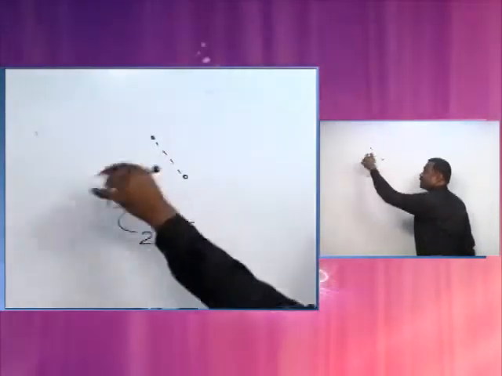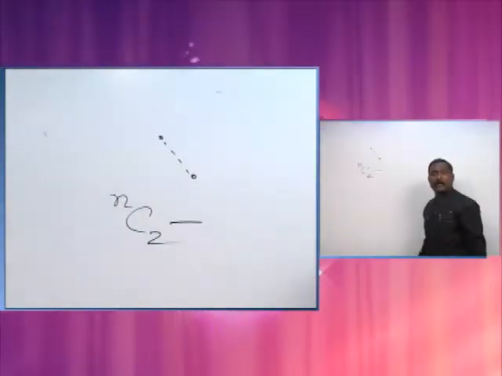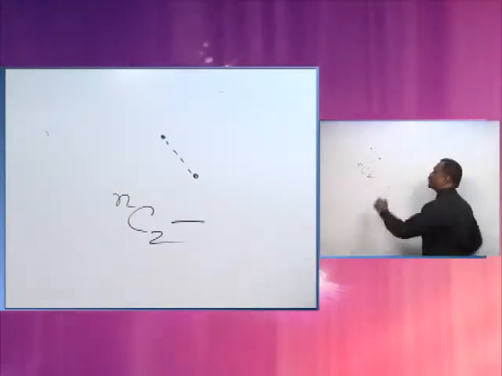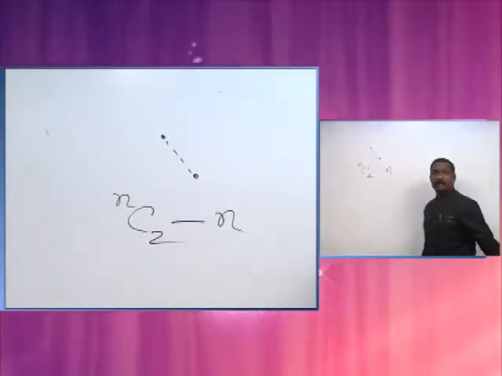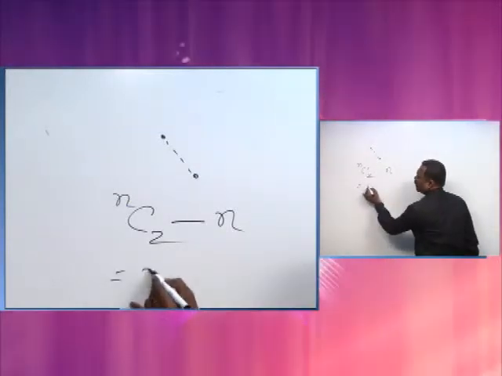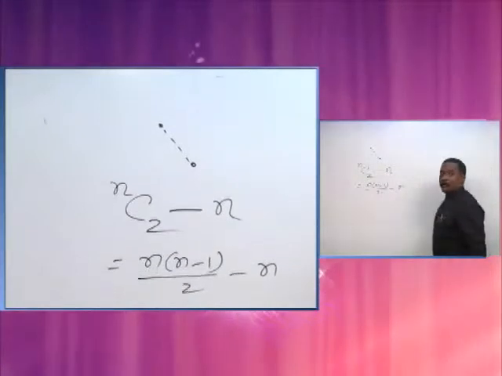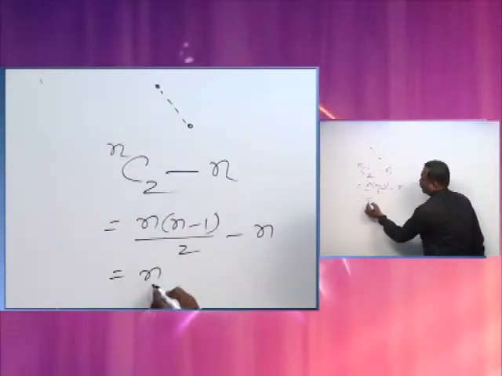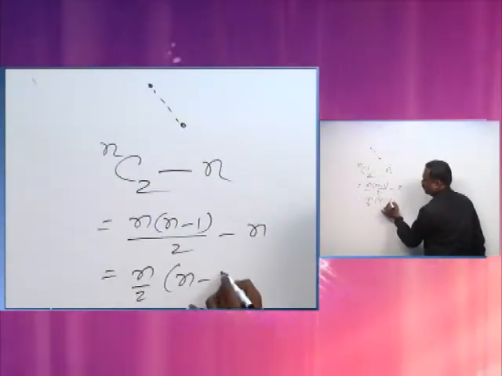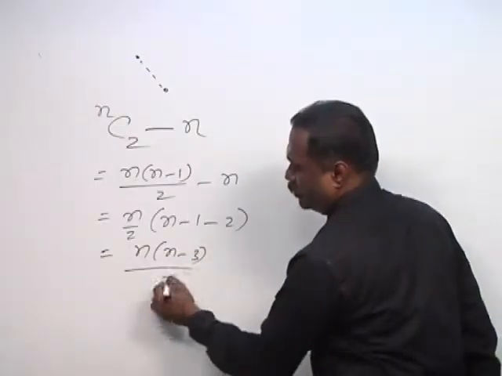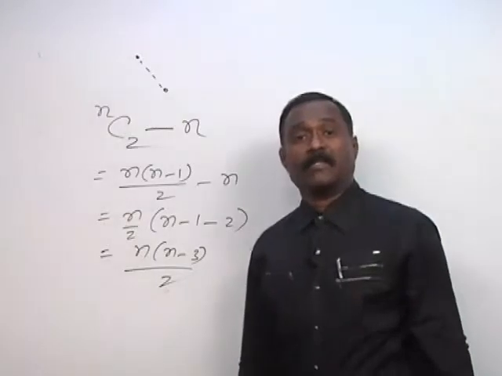But in these diagonals, n are sides. So it is nC2 minus n, which is n into n minus 1 upon 2 minus n. Taking n by 2 common, we get n into n minus 1 minus 2, which is nothing but n of n minus 3 upon 2. Understand it please clearly.